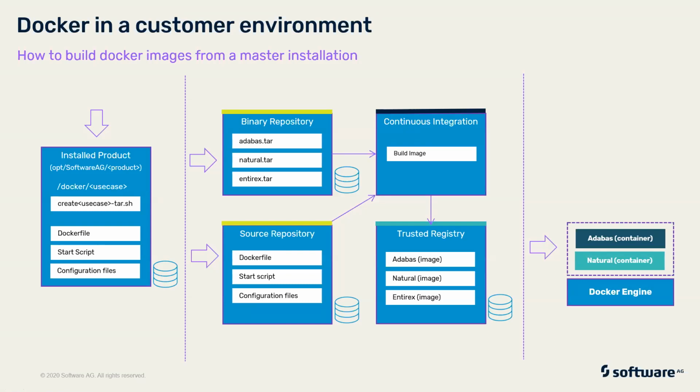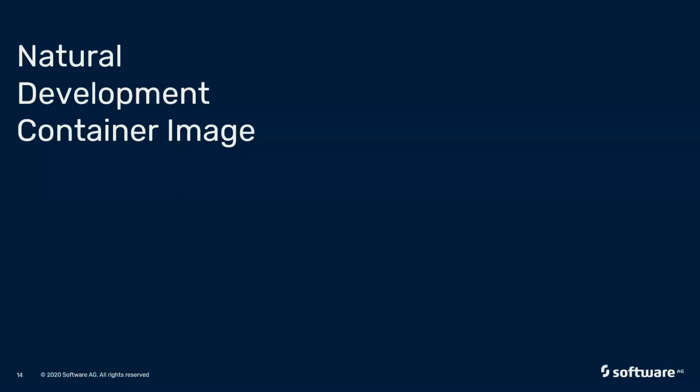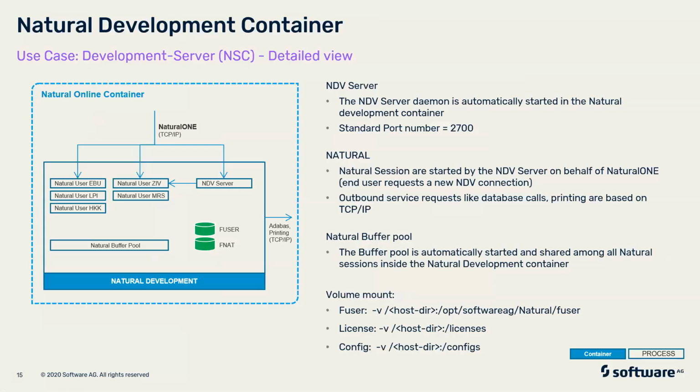You can apply here a blue-green deployment, exchanging existing containers with new rolling-in containers into this environment. Let's look into two examples that we will concentrate on today, how to build images. And they are mapping the ones that you saw in the community edition as well. But let's look a little bit conceptually at it. The Natural development container first.